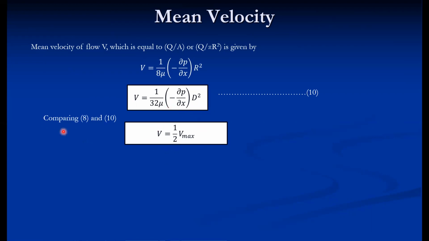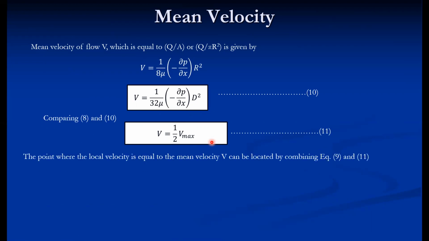So if we combine equation 8 and 10, the mean velocity is 1/2 V max. So in case of a circular pipe, the mean velocity is exactly half of the maximum velocity. Laminar flow takes place. Again, this is only applicable for laminar flow. Now, the point where the local velocity is equal to the mean velocity is obtained by equating 9 and 10.